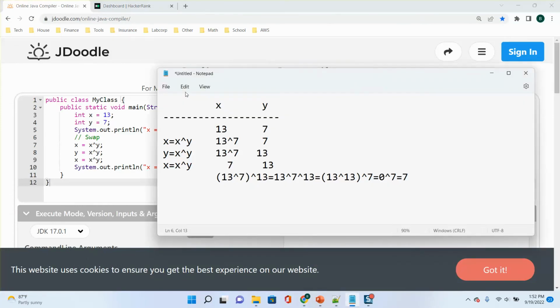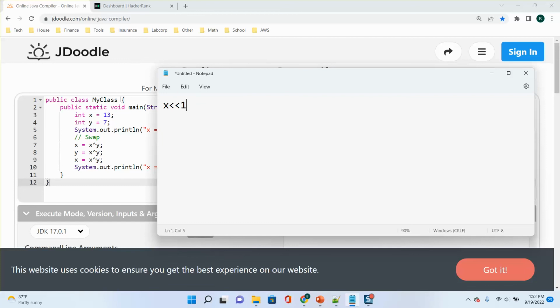I say x left shift by 1 is actually equal to x times 2. Okay. This is left shift and this is right shift: x right shift by 1 is x divided by 2. Now let's make an example to prove that.